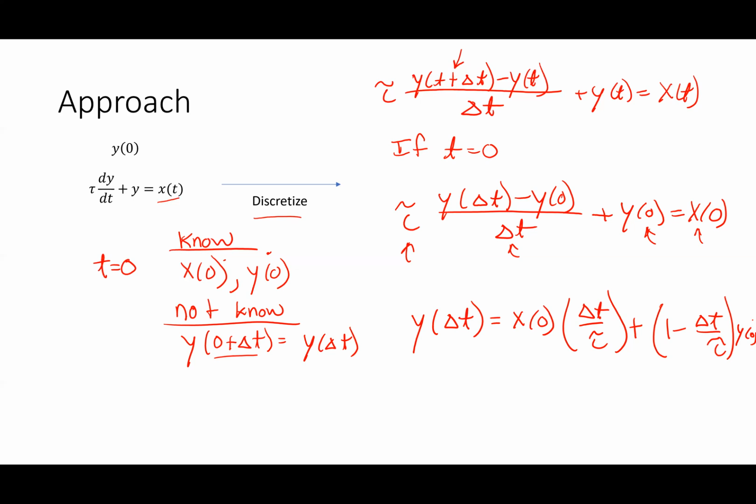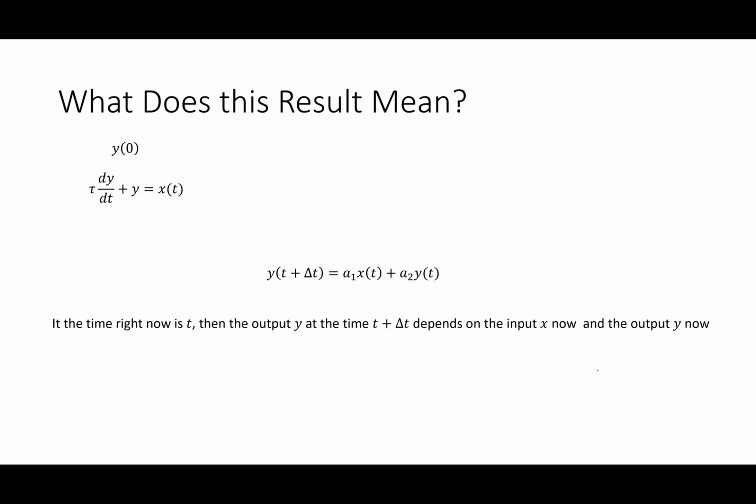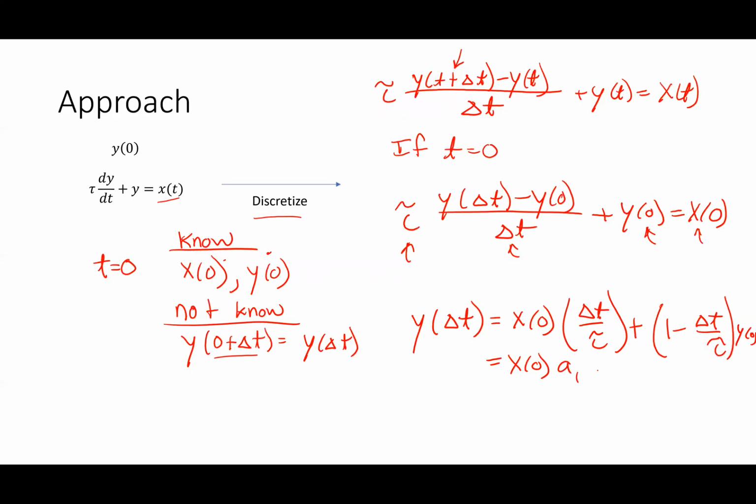Now, if I look at that, that does have some meaning. I want to look at it like this for a second. x of 0 times some number, I'm going to call it A1, and some number times y of 0.